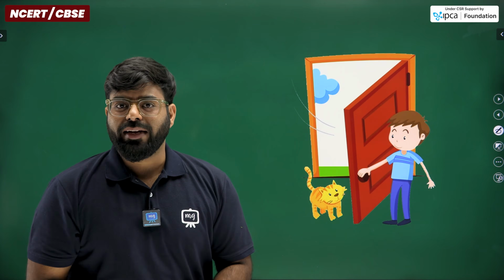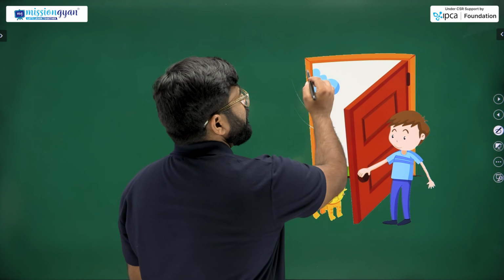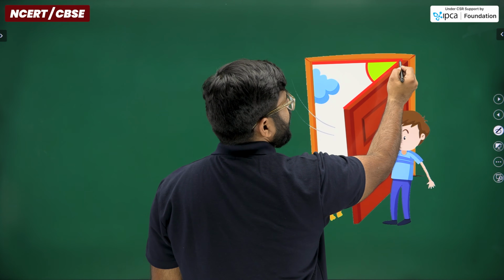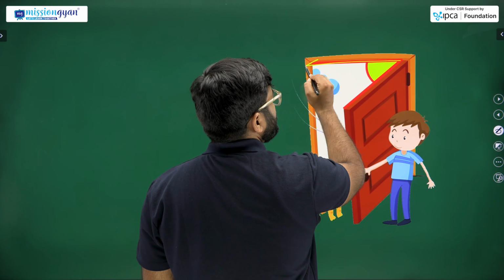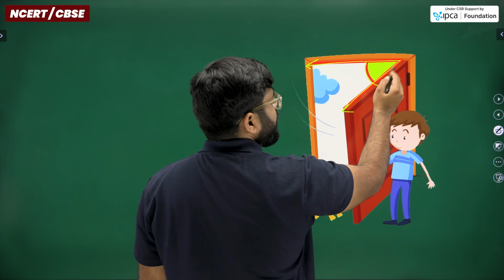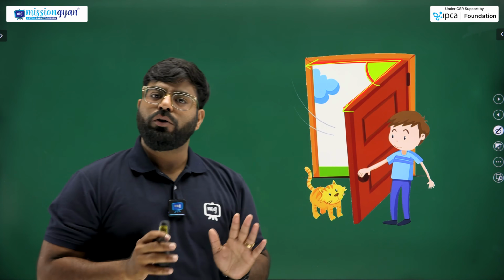Now let's take a second example. As you can see in this picture, this is the angle. Why is this an angle? Because this is the starting point. One ray is this, the other ray is this. That means this is the starting point. This is called the angle of these rays. I hope it is clear.